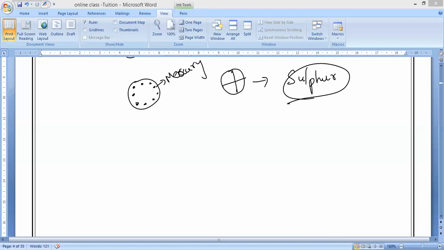Suppose sodium is Na. Potassium, what is the symbol? K. Not P, because phosphorus is there, that is why P. So potassium's symbol is K. Iron is Fe. If you take potassium, it is called Kalium in Latin.